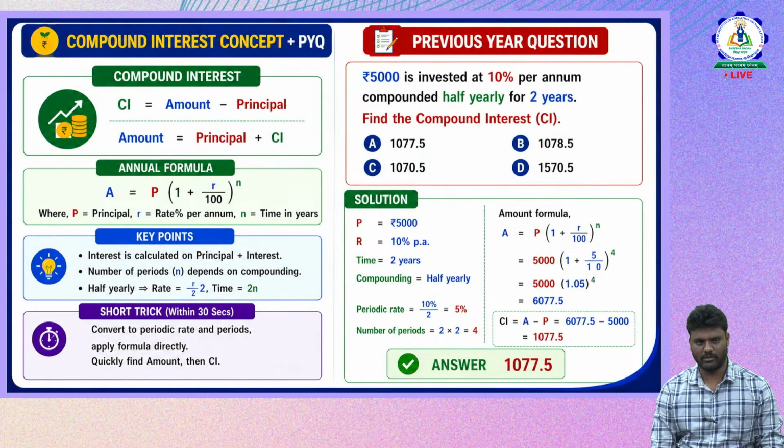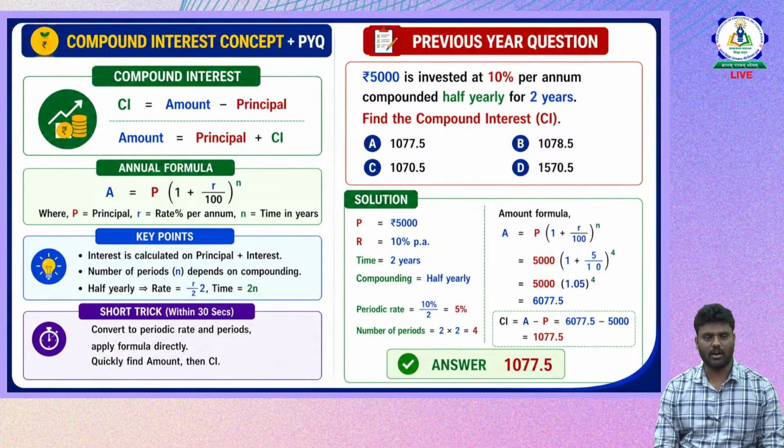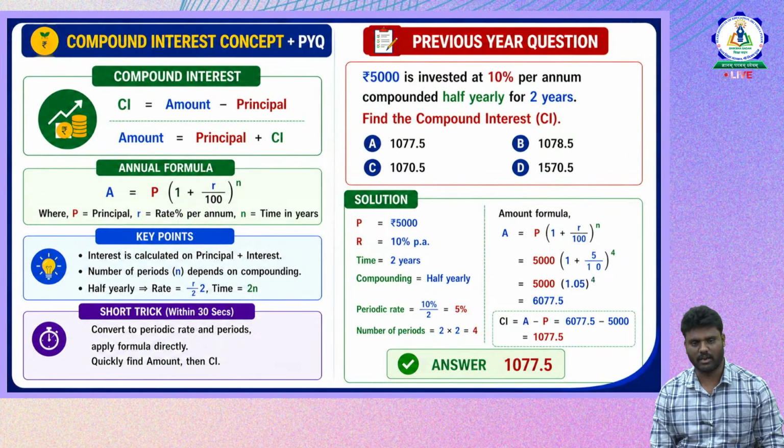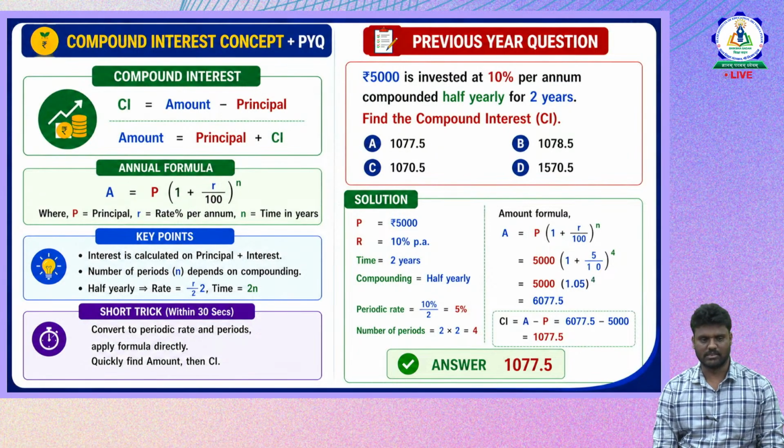So now if you see the compound interest, okay, what is the formula for the compound interest? Amount minus principal. What is the formula to find out the amount? Principal plus compound interest. Okay, since compound interest is basically for annually, A is equal to P into 1 plus R by 100 whole to the power of n, where P is the principal, R is the rate percent per annum, and n is the time in years. Okay, now let us try to solve this problem.